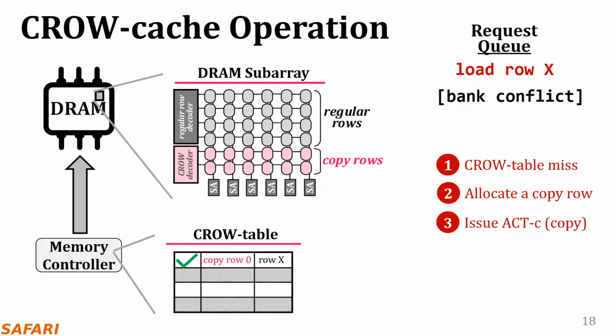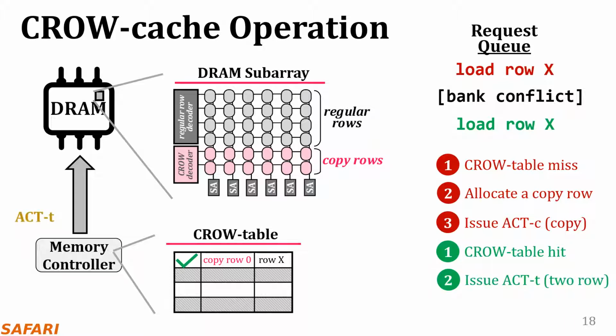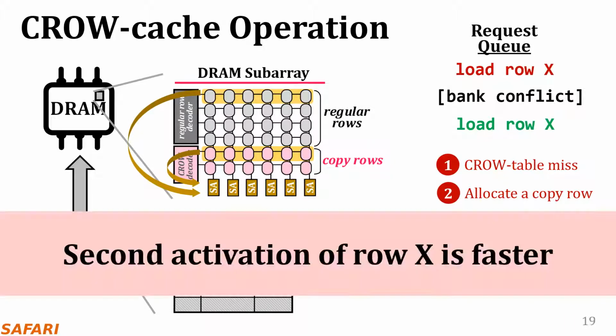Then, let's assume DRAM receives requests to other rows causing bank conflicts, which forces row X to be closed. In the future, when the request queue receives another request to address X, the memory controller finds that X hits in the CRW cache and thus issues act_t to perform a low latency access. This is basically how CRW cache reduces DRAM latency when accessing a row for the second time.